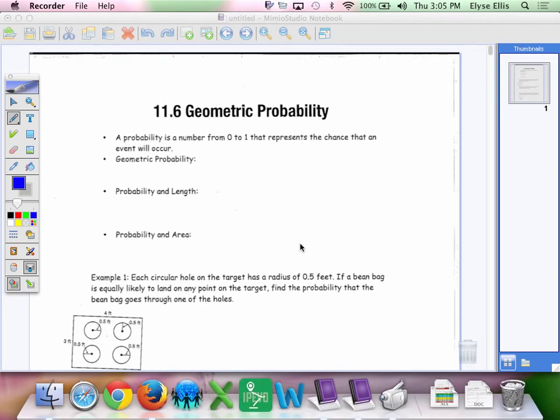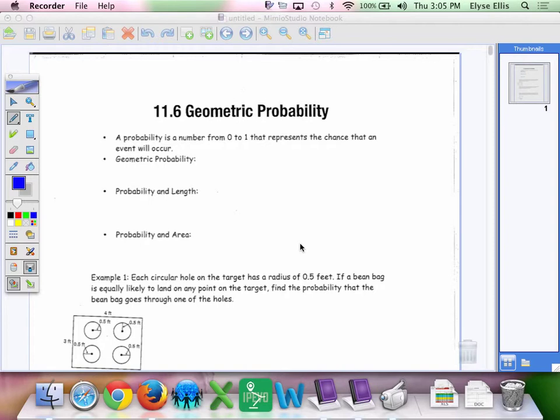Hello, geometry classes. We are going to start a new unit today. Unit 13 is our final unit, and we're going to get into surface area and volumes and three-dimensional shapes. Before we do that, we're going to play with the flat shapes, like a circle instead of a sphere.